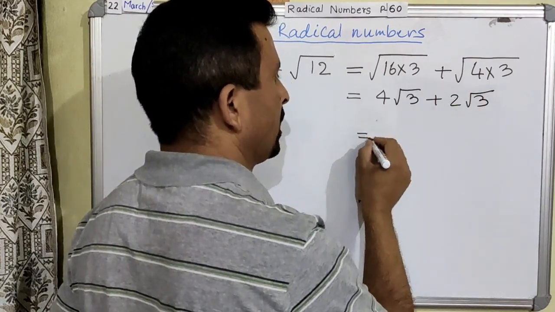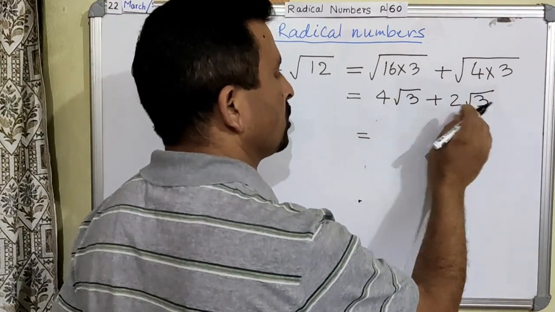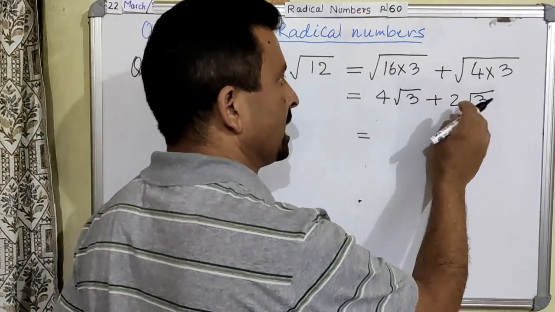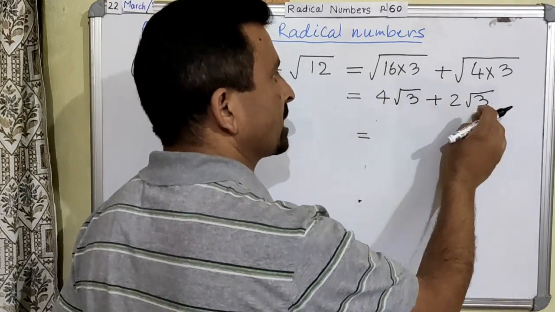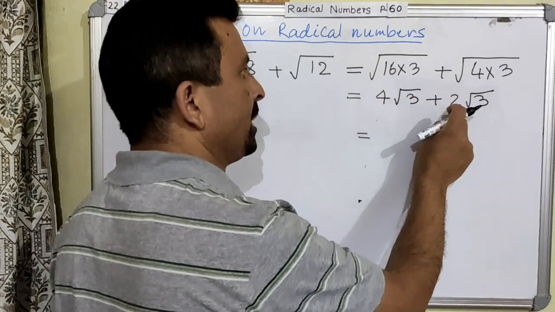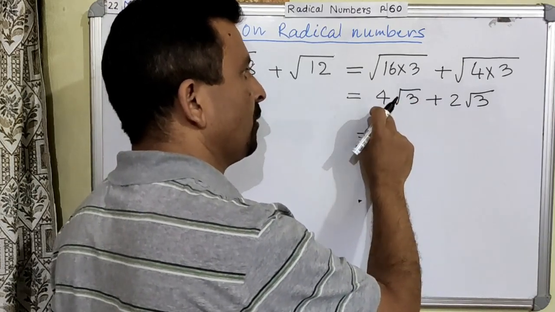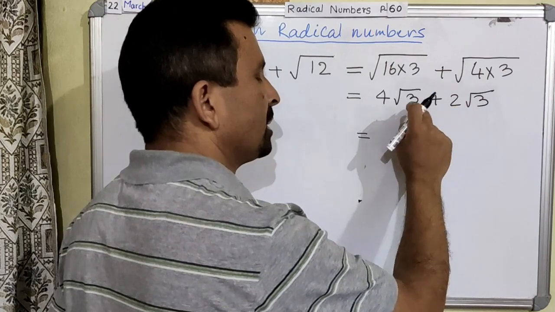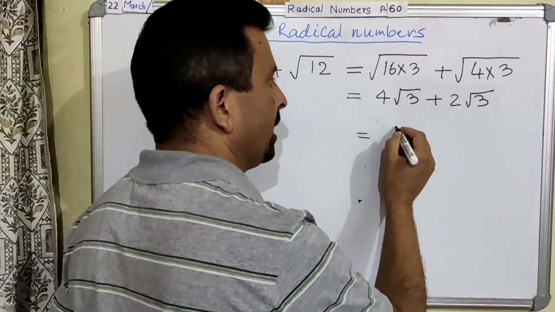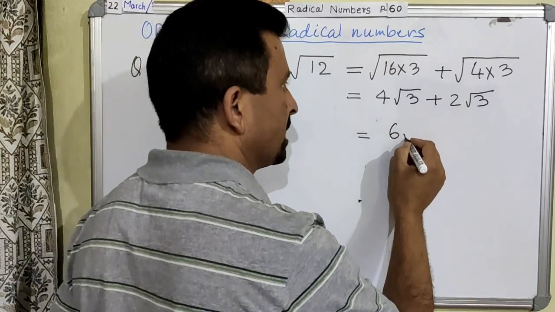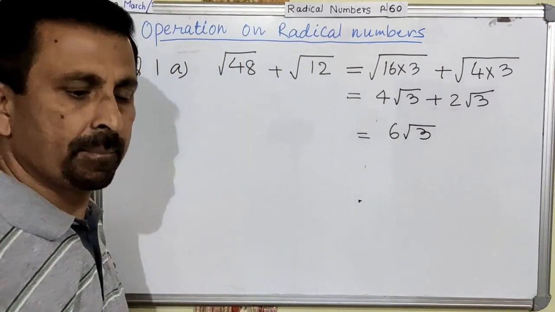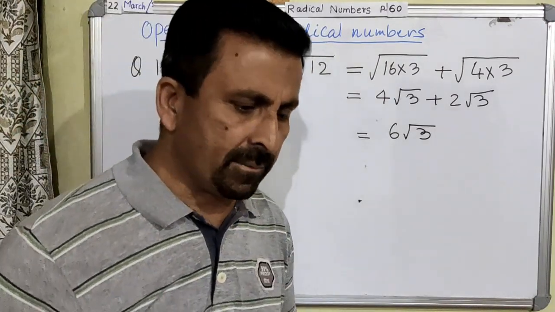Is it okay? Now if you look at the two radical numbers, these two radical numbers are like terms. Why are they like terms? Because their radical sign and the radicand, these radical parts are same. Therefore they are like terms, and therefore their coefficients can be added. The coefficient of this radical number is 4. The coefficient of this radical number is 2. Just because they are like terms, their coefficients can be added, and finally your answer is 4 plus 2, 6, 6 root 3. This is done. Hope this question is not very difficult.